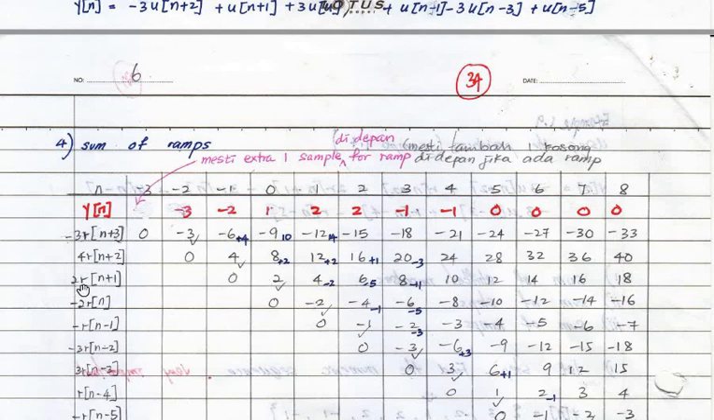So r[n] and 2r[n+1]. Now you get this one. So 0, 2, 4, 6, 8, and so on, up to the sample limit. Next, now you have negative 12 plus 12 plus 4.